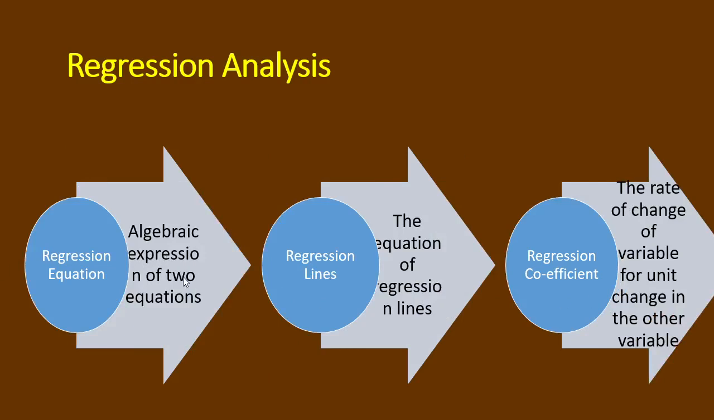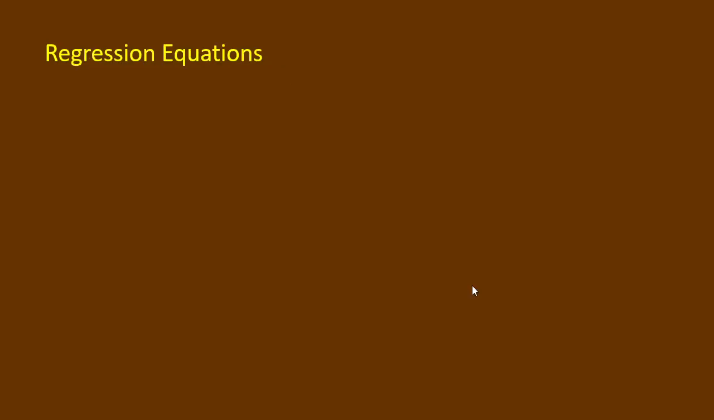So here we are going to express it in terms of algebraic values, algebraic equations. Regression lines, the equation of regression lines. So we express it as regression lines. So this is the simplification of our regression equation. And the regression coefficient is the change of a variable for unit change in the other variable. So for estimation, we use these two terms, regression lines and regression coefficient. So we are going to study these terms in detail.